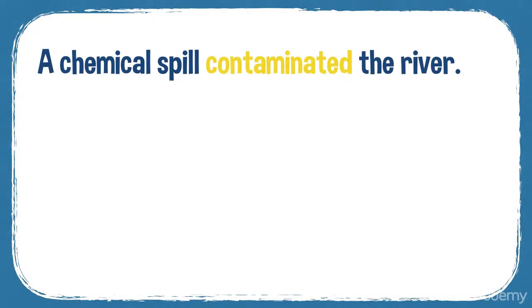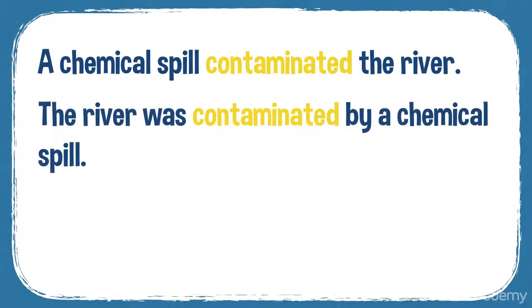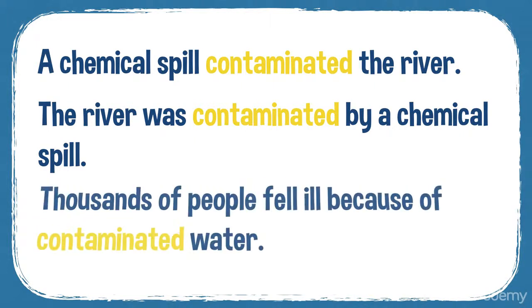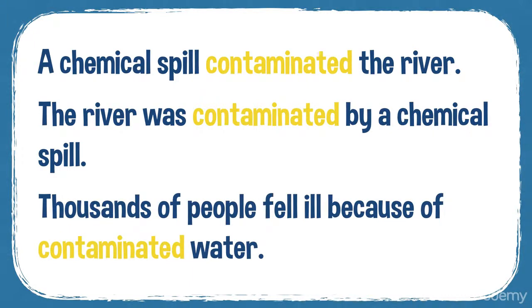So a chemical spill contaminated the river. The river was contaminated by a chemical spill. So here we're using the active in the first sentence and the passive in the second sentence. This next sentence uses the verb as an adjective: thousands of people fell ill because of contaminated water. So contaminated there is an adjective.